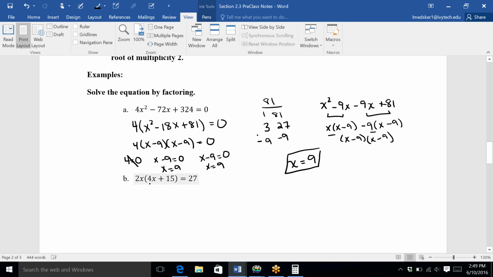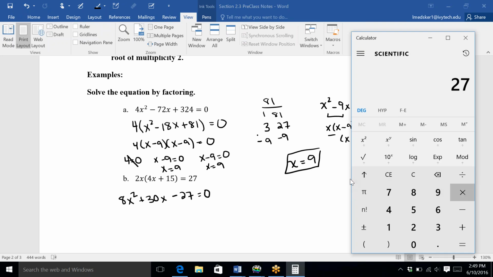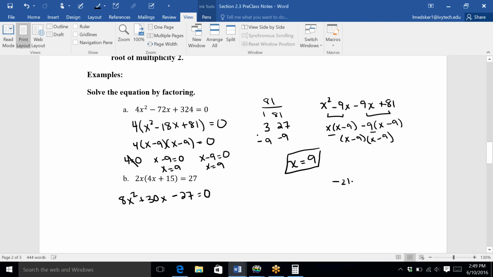Okay, for part B, you can't really work this out yet because it's not equal to 0. To be able to use the zero factor theorem, it has to be 0 on the other side. So we have to redistribute this. This would be 8x squared plus 30x. I'm going to subtract the 27 over so that I'll have it equal to 0. We need to figure out 8 times negative 27. That would be negative 216. So over here, negative 216. Factors are 1 and 216. Oh, I wrote it backwards.